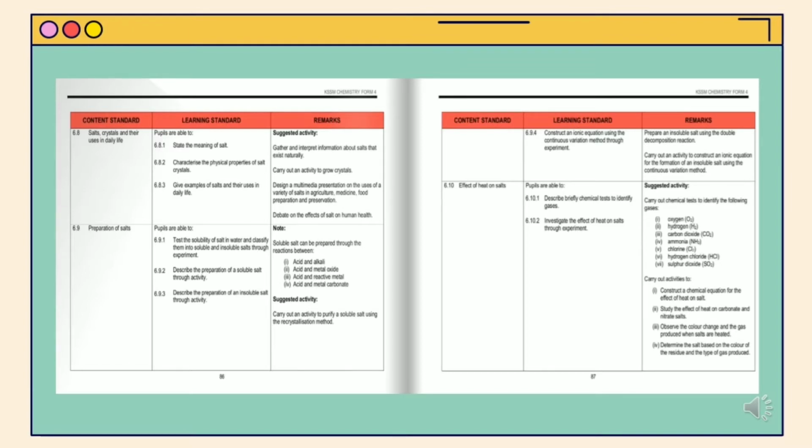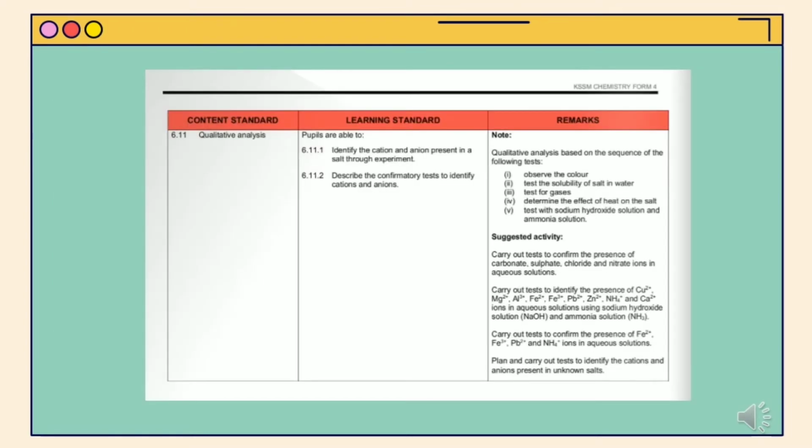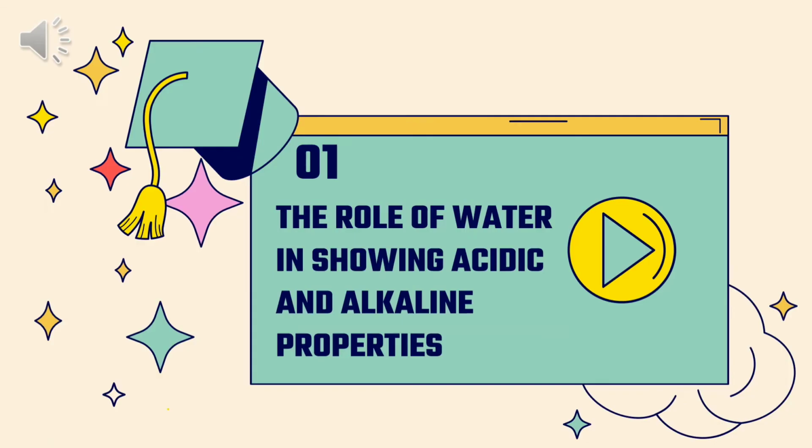And for 6.10, effect of heat on salt, there are only two learning standards, which are students are able to describe briefly chemical tests to identify gases and investigate the effect of heat on salt through experiment. And the last subtopic for Chapter 6 is 6.11, qualitative analysis. There are only two learning standards, which are identify the cation and anion present in a salt through experiment and describe the confirmatory test to identify cation and anion. So there are 11 subtopics in Chapter 6, Form 4.